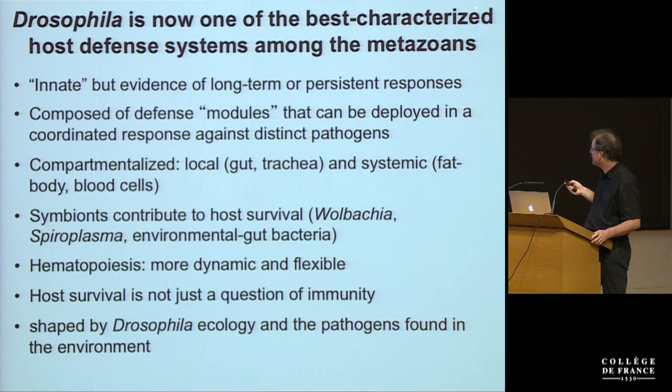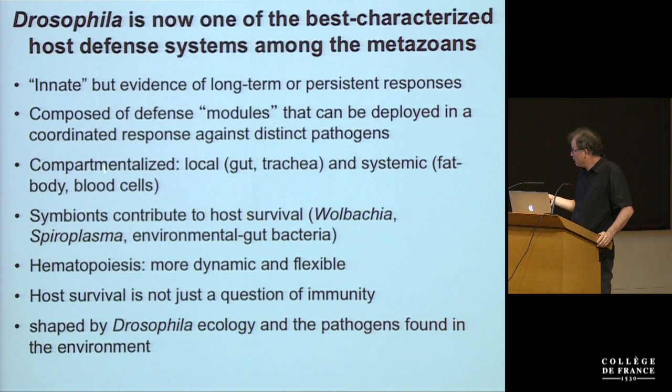Drosophila is one of the best characterized immune systems among metazoans, with human, mouse, zebrafish. Everything is innate, so it depends what you call adaptive, but there is no kind of rearrangement of somatic genes like we see in mammals. But there is evidence of long-term or persistent response and also evidence of specificity. It is composed of different modules that can be deployed in a coordinated manner against distinct pathogens. I showed you a few of them, but each of them is activated again.